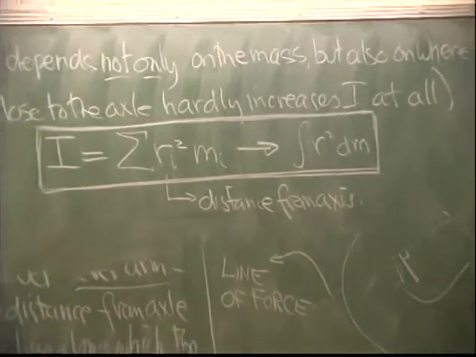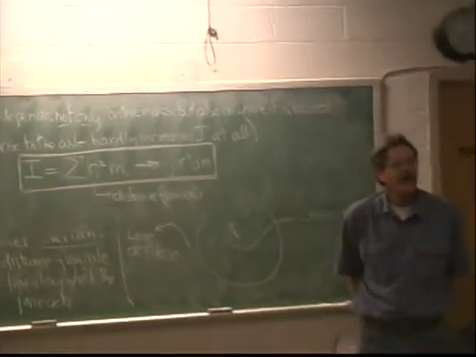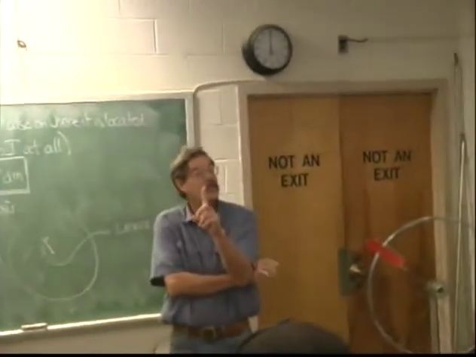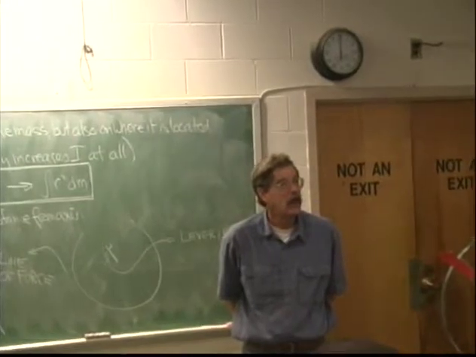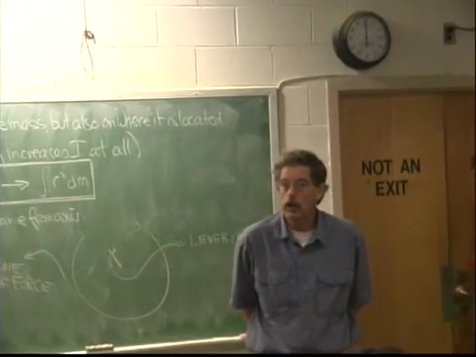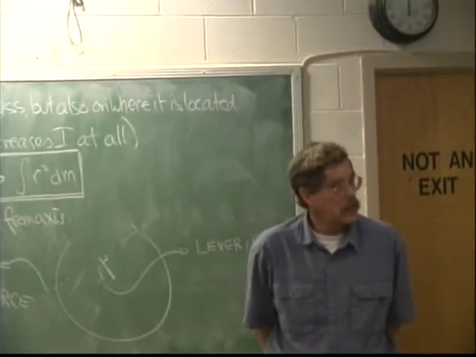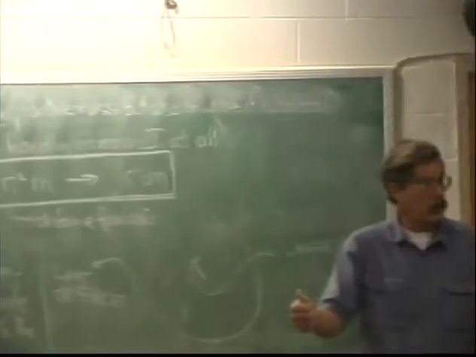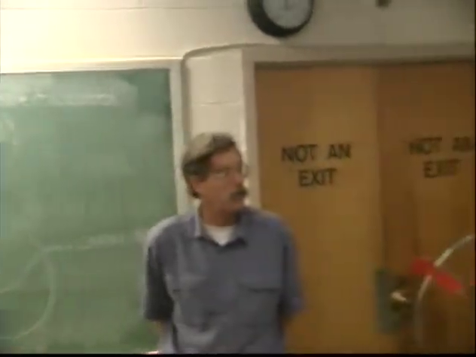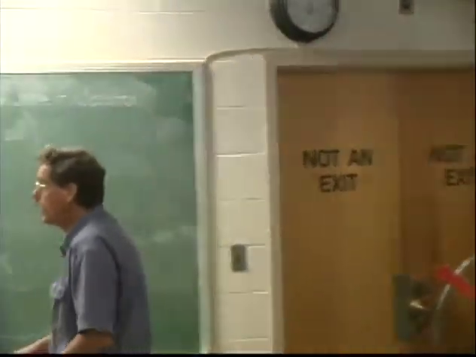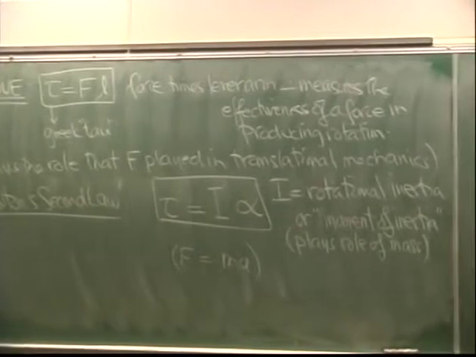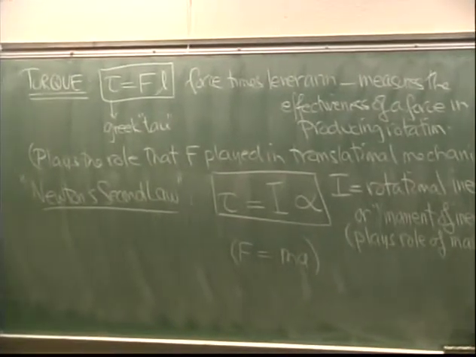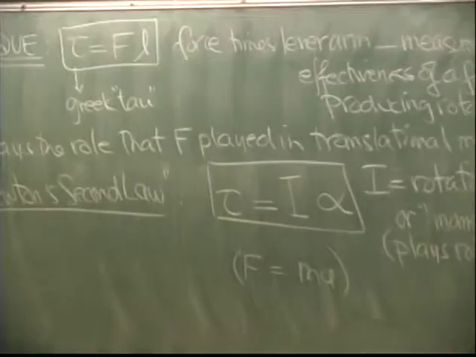Let me end by mentioning the one law of translational motion that you will not encounter in rotational dynamics. That is Newton's third law. That says if one object exerts a force on another object, the other object exerts an equal and opposite force back on the first. There is no analogous law for rotations. It is not the case that if A exerts a torque on B, B exerts an equal and opposite torque on A. In fact, it can't be.